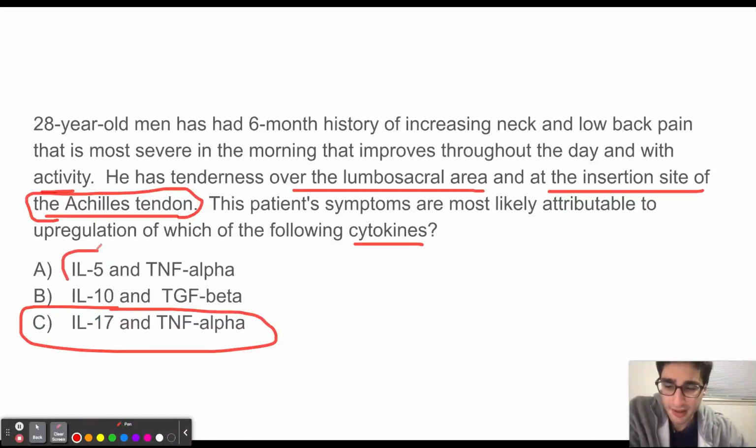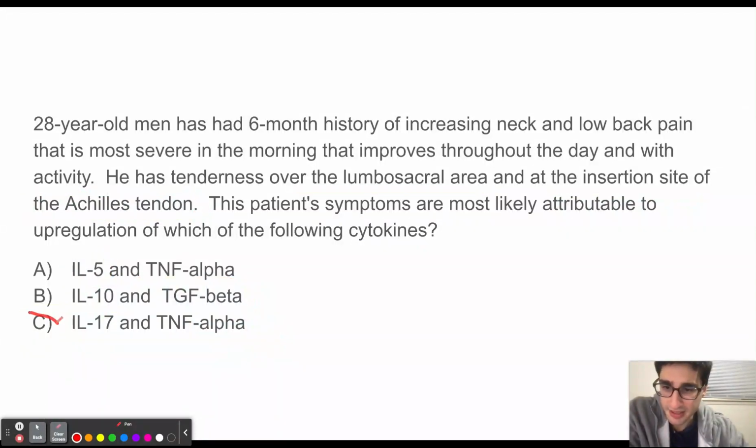Now, IL-5 is going to be important in IgA and eosinophil activity. IL-10 is going to be anti-inflammatory, same thing with TGF beta. So the answer is going to be C, IL-17 and TNF alpha. These are going to be the inflammatory markers that are important to know with ankylosing spondylitis.